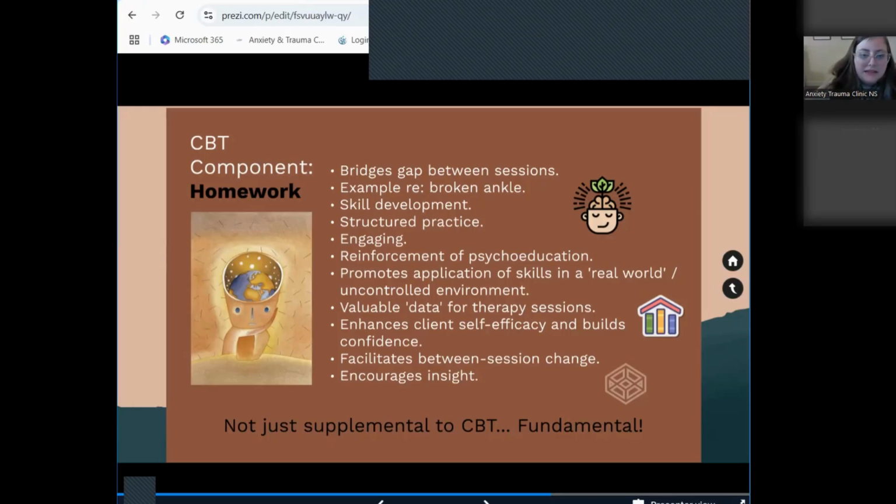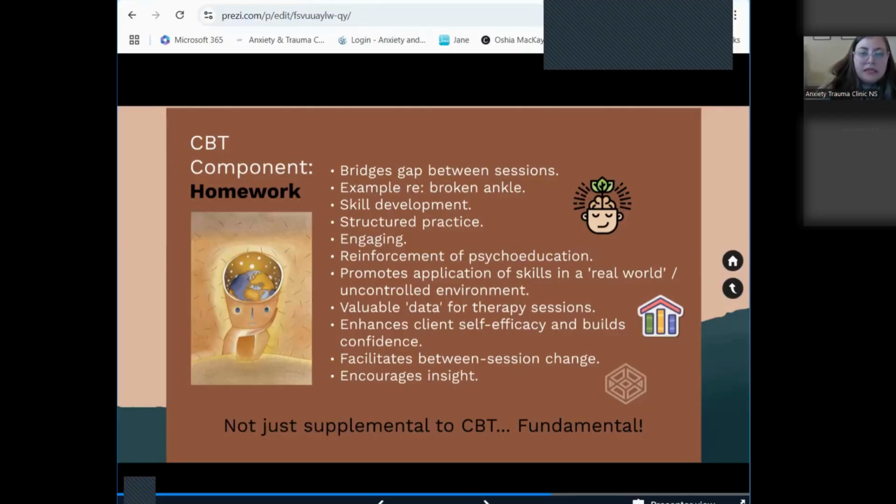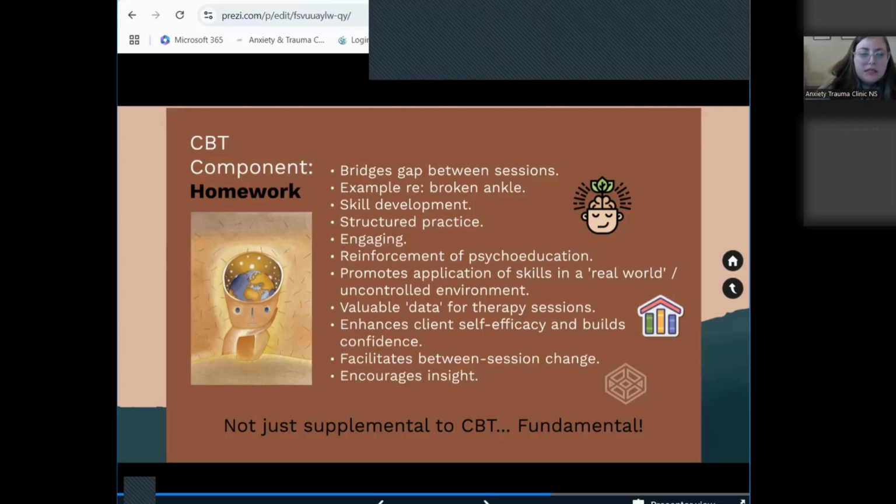It also reinforces some learning concepts. So some things like what we're learning today, you're able to put into practice in between sessions as well. It promotes the application of skills in a real world setting, or an uncontrolled environment. In the therapy room, we can come up with a lot of examples that are based on the reality, but we don't necessarily get to apply it in the real world or in a natural environment. And homework allows for an individual to do that between sessions.